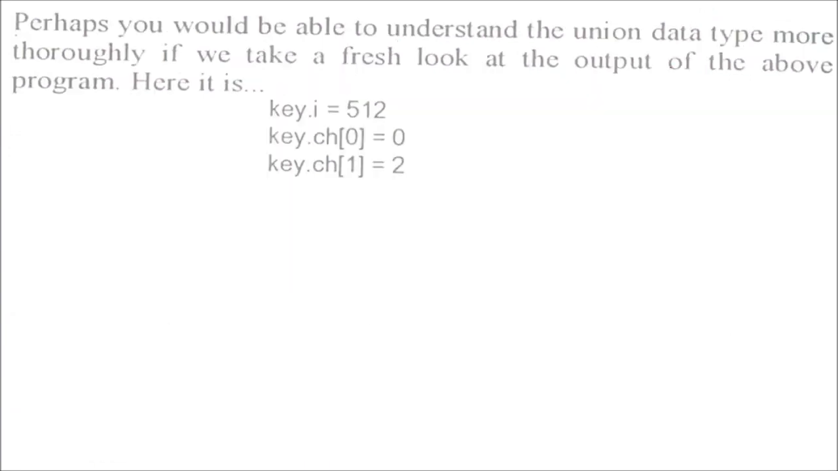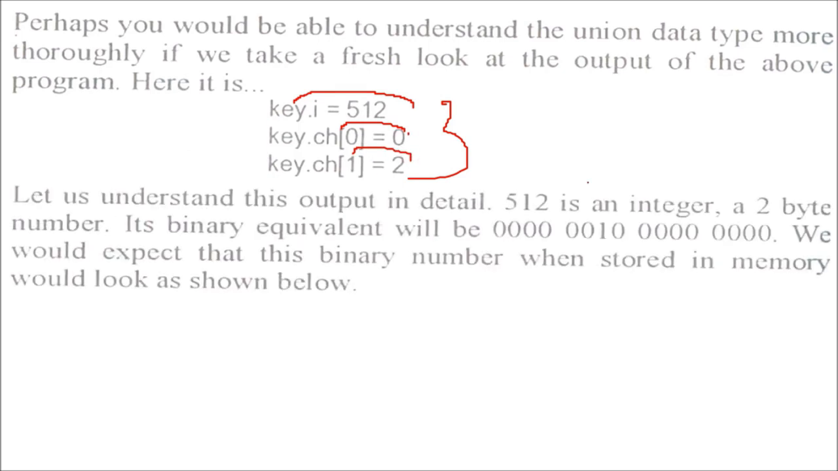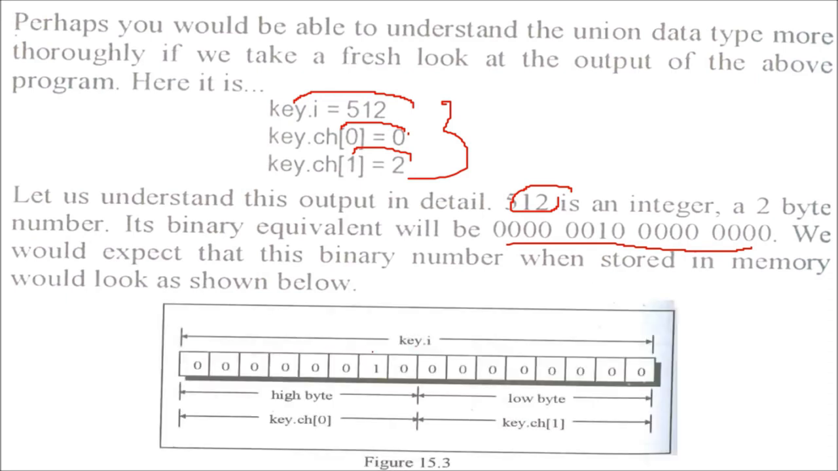And also the union data type, if we take a fresh look, we are assigning the integer as 512, the first character array value as 0 and second as 2. So this 512 is an integer, so it will take 2 bytes, and the binary equivalent of 512 is this. And what we would expect, the binary number when stored in the memory should look like this. It's so simple. It should be like this. But this doesn't happen, because this is the high byte, this is the low byte. This is what we should understand, and as a beginner we must say that okay, this will be placed like this. This 8 bits will be placed here, and this 8 bits will be placed here.